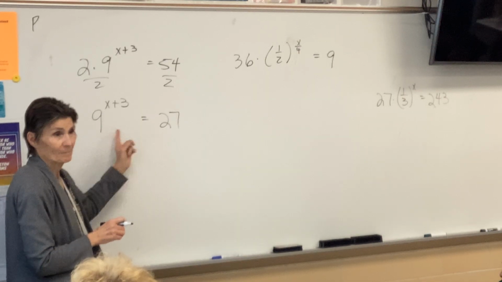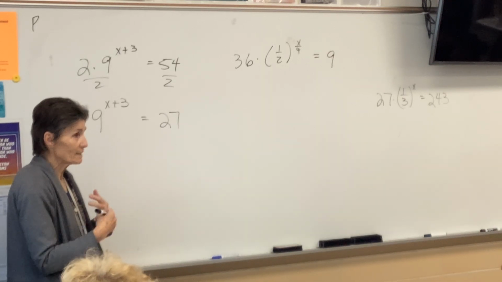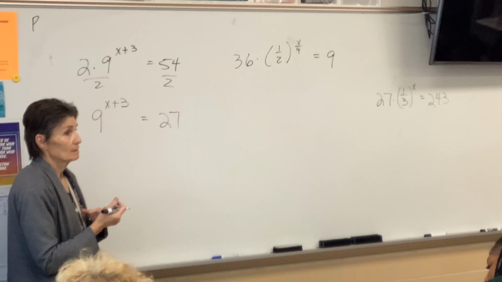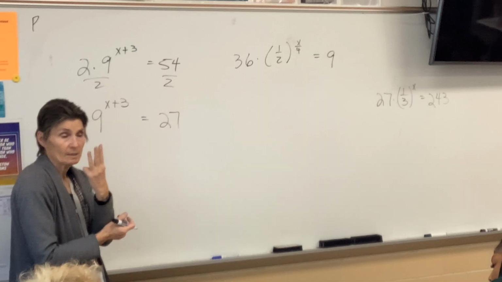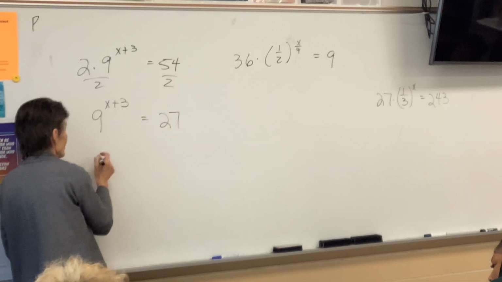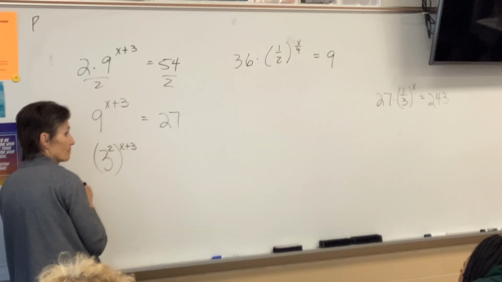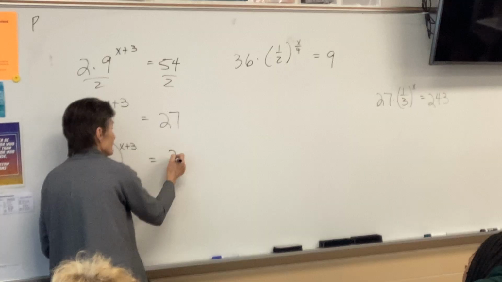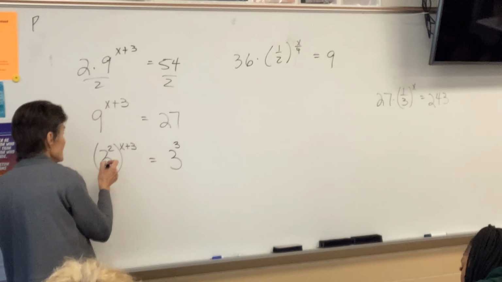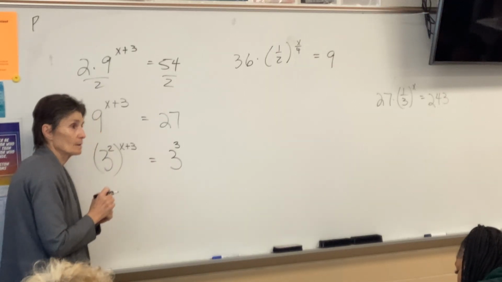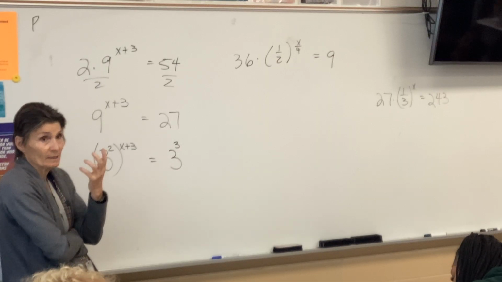The bases don't match. You have to make them match. So you have a 9 and a 27. Those are both powers of 3. 9 is 3 squared. 27 is 3 what? Cubed. Third, yeah, cubed. Now they're both 3's. You are always going to be able to make those numbers the same, unless you have a calculator.